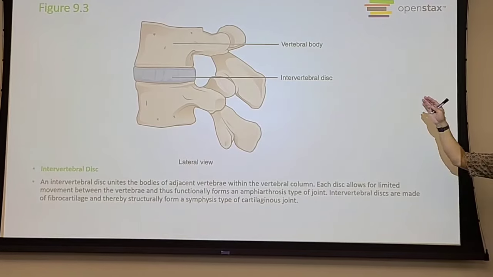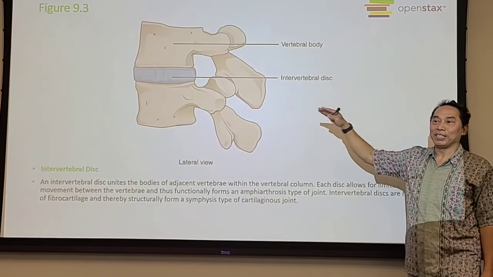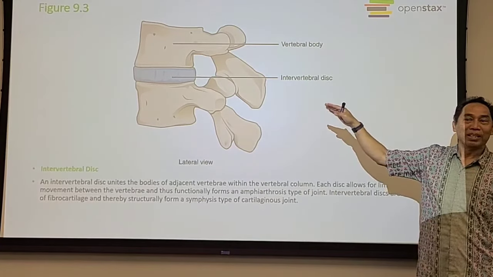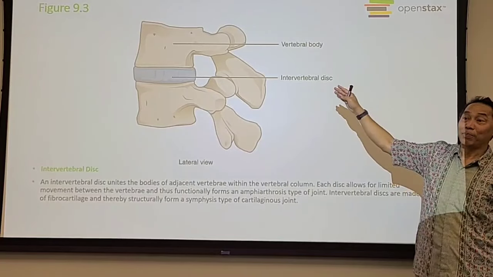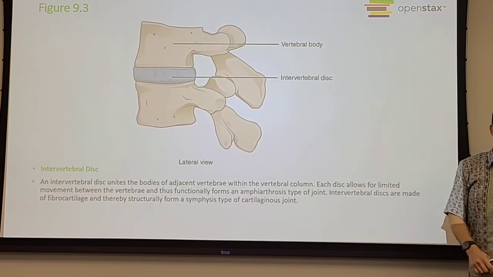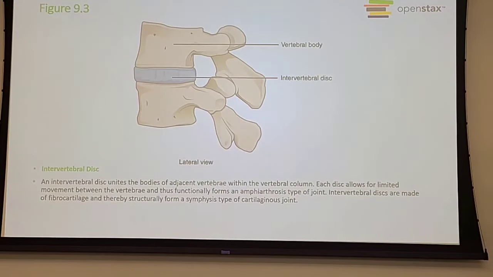Now how about this? Synchondrosis or symphysis? This is symphysis because what? Fibrocartilage. Yeah? Made of fibrocartilage. Is this synarthrosis, amphiarthrosis, or diarthrosis? This is amphiarthrosis, a slightly movable joint.